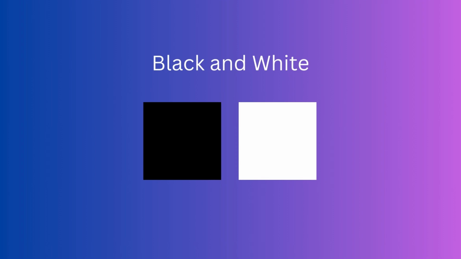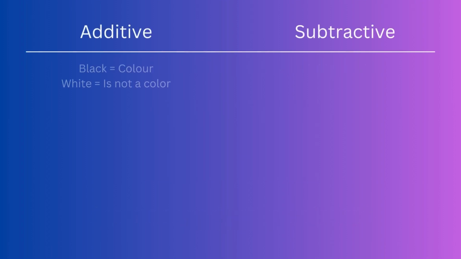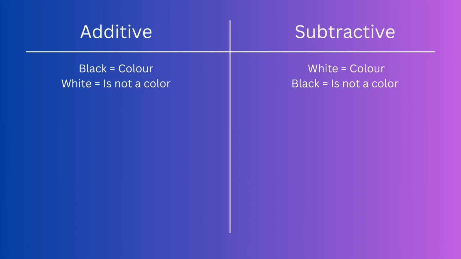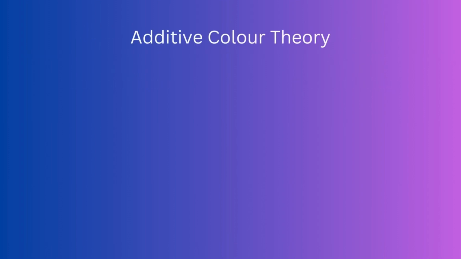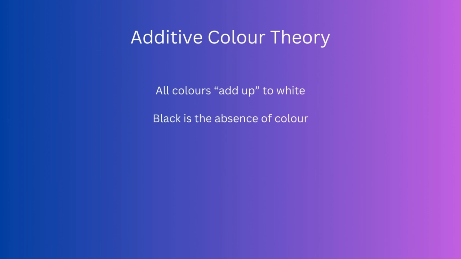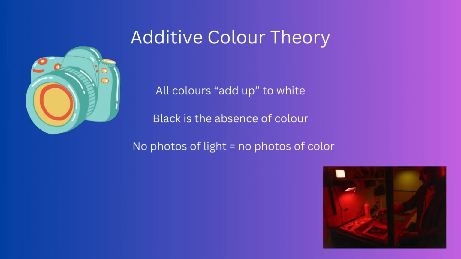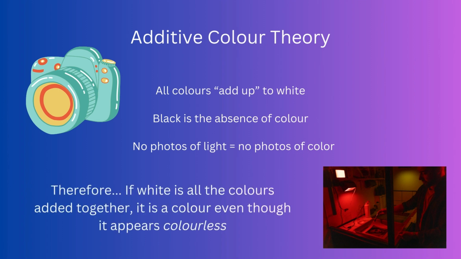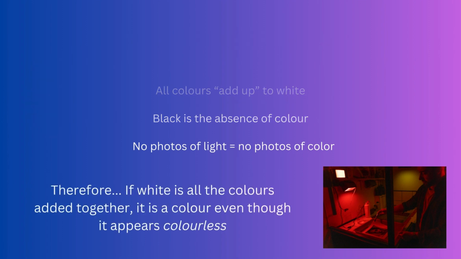Next, we'll be taking a look at black and white. The main question that everyone wants to know is, are black and white colors? And there's two theories to this. These two theories are known as additive and subtractive color theories. Let's look at the additive color theory first, which is that all the colors combine or add up to white. Black is just the absence of color. This comes from photography and developing photos. When developing photos, in a dark room there's no photons of light, therefore there's no photons of color. Since white is all the colors added together, it is a color even though it appears colorless.